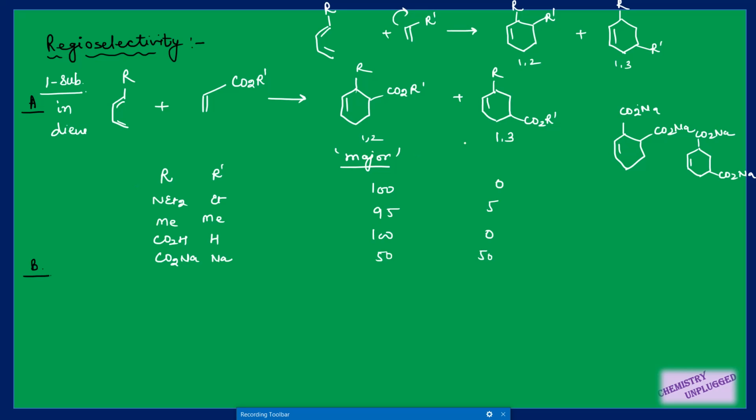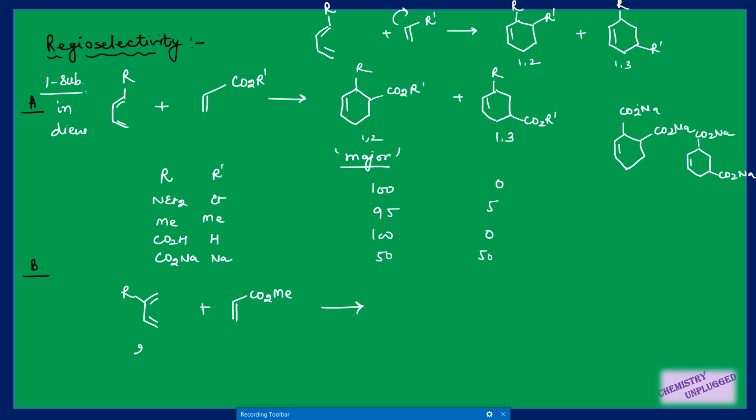The main thing is that you will get 1,2 as a major product when you have one substituted diene, but if you have groups like this which can cause repulsion with each other, then 1,3 product will also increase, right? This is the first possibility. Second possibility is that your diene is substituted at second position.